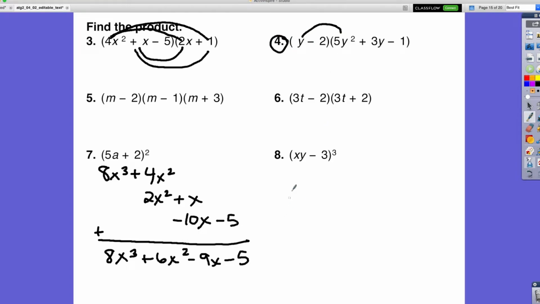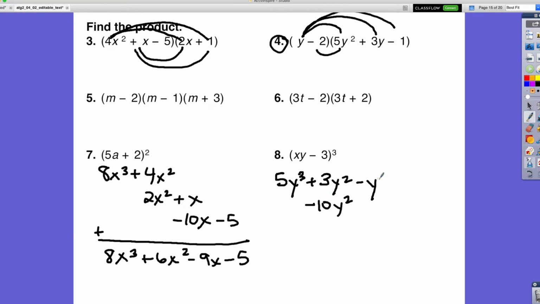Y times 5y squared. 5y cubed. Y times 3y plus 3y squared. Y times negative 1. Negative y. You've got to watch your positives and negatives. Okay, here we go. Negative 2 times 5y squared. Negative 10y squared. And I want to stack it.